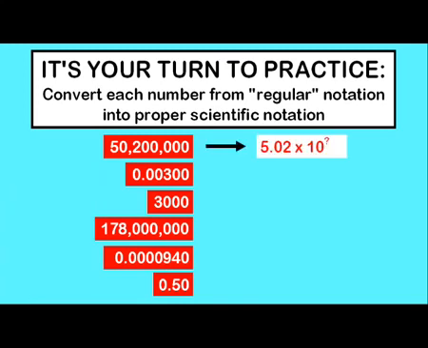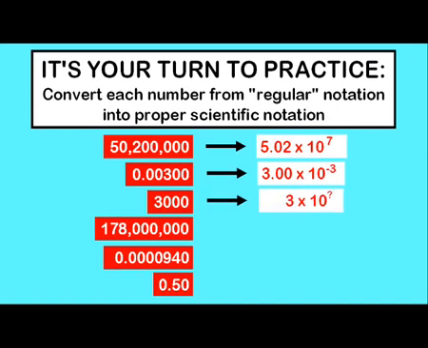Okay, let's see how you did. The first answer is 5.02 times 10 to the 7th power. Now we have 3.00 times 10 to the negative 3rd power. The next one is 3 times 10 to the 3rd power.